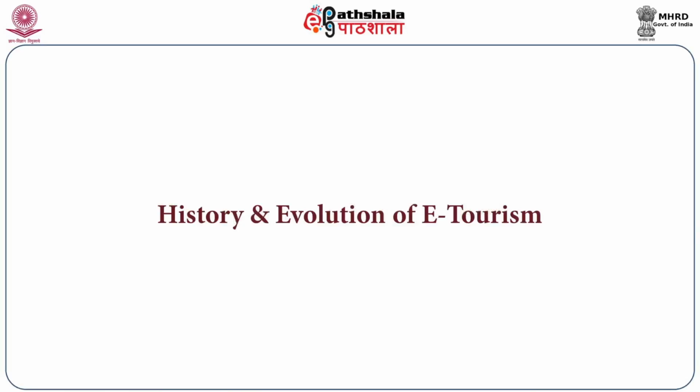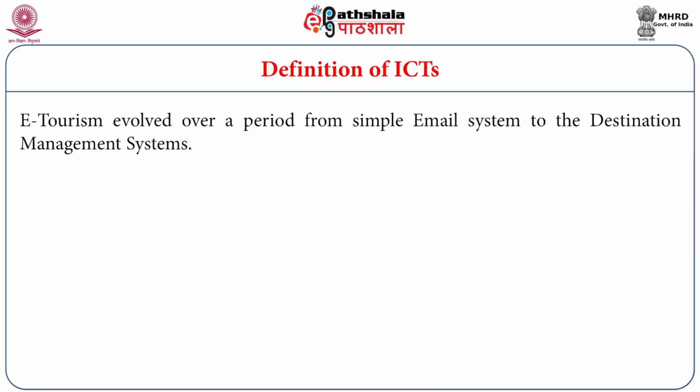Let us now briefly discuss the history and evolution of e-tourism. Just like any other technology that emerged, e-tourism also evolved over a period of time from simple email systems to the current generation destination management systems. There are three stages popularly mentioned for the evolution of e-tourism: the first stage, which happened in the 1970s, the second stage in the 1980s, and finally the third stage starting from the 1990s till now. Let us discuss each of the stages in more detail.